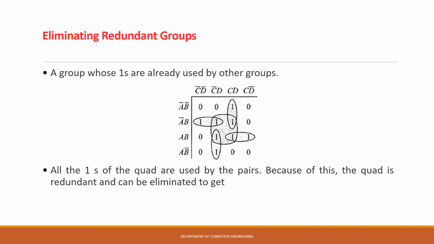Unnecessarily, this particular group adds or increases the number of product terms in the final K-map expression. That's why by avoiding this redundant group, we can write the output expression of Y is equal to 4 product terms for 4 pairs. Instead of using 5 product terms, 4 product terms are sufficient.